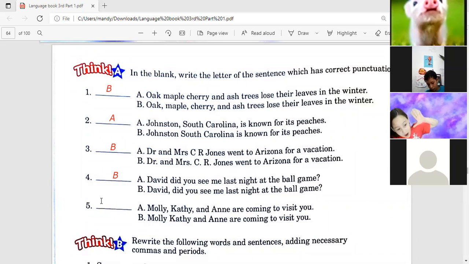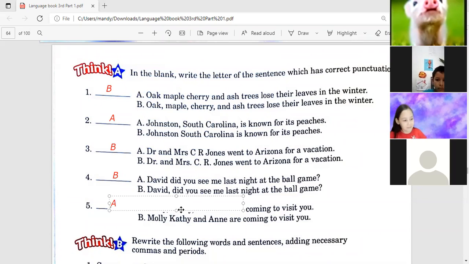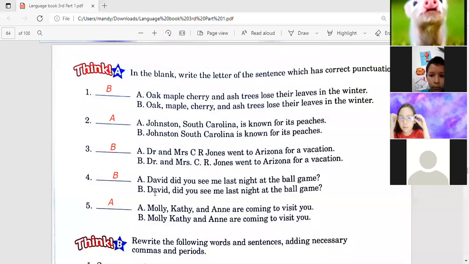Number five, Molly, Carrie, and Anne are coming to visit you. In that case, the best option is the letter A, exactly. Molly, Carrie, and Anne are coming to visit you. Because this one is a series of proper nouns, for that reason, we separate by a comma. Molly, comma, Carrie, comma, and Anne are coming to visit you. Yes?